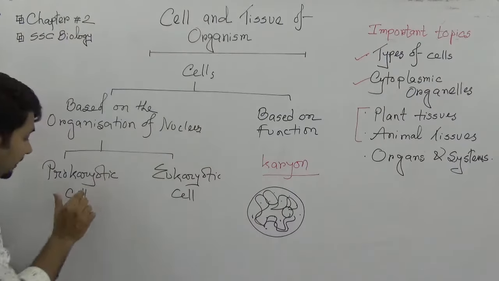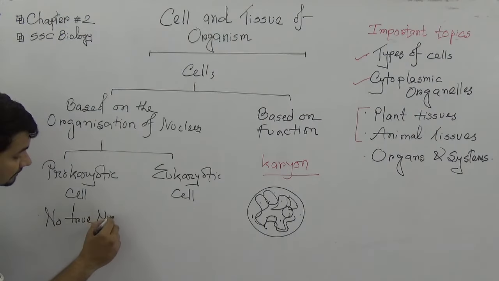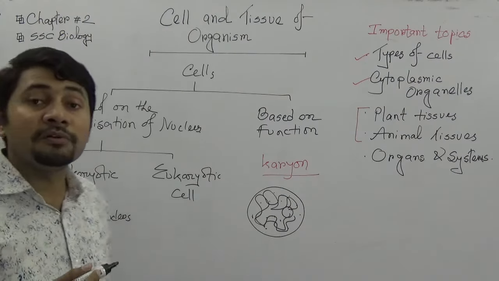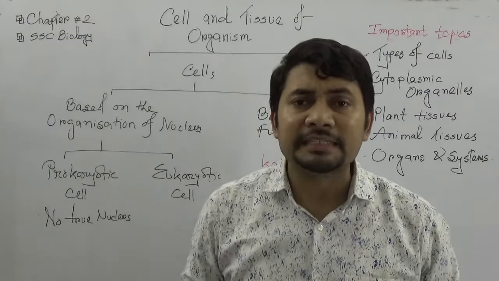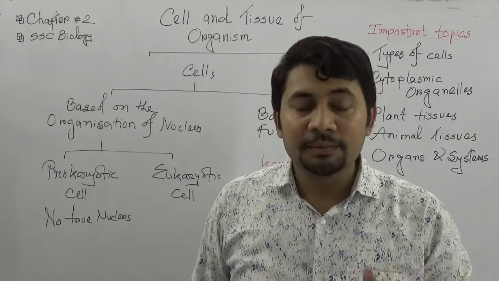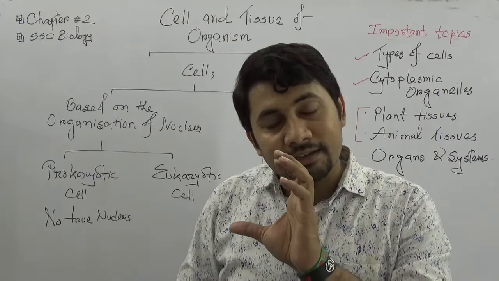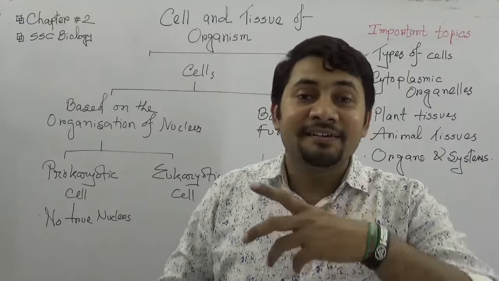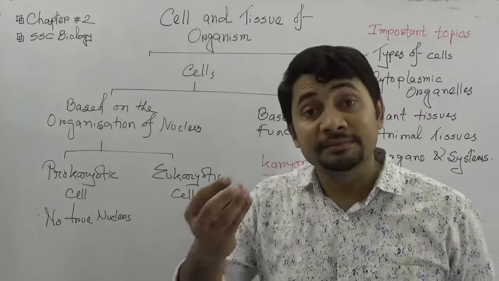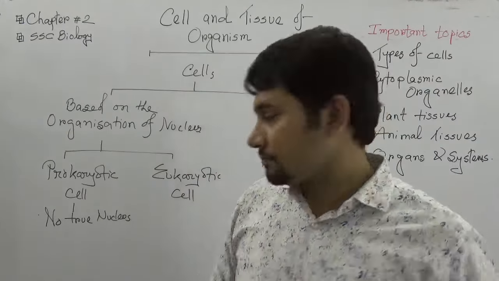So in prokaryotic cells there is no true nucleus. For example, blue-green algae and some bacteria are prokaryotic cells because they don't have a true nucleus. We will study the structure of a typical bacterium later, and in that structure we will see there is no true nucleus inside. There are some nuclear materials and some genetic material. In prokaryotic cells there will be only ribosomes.